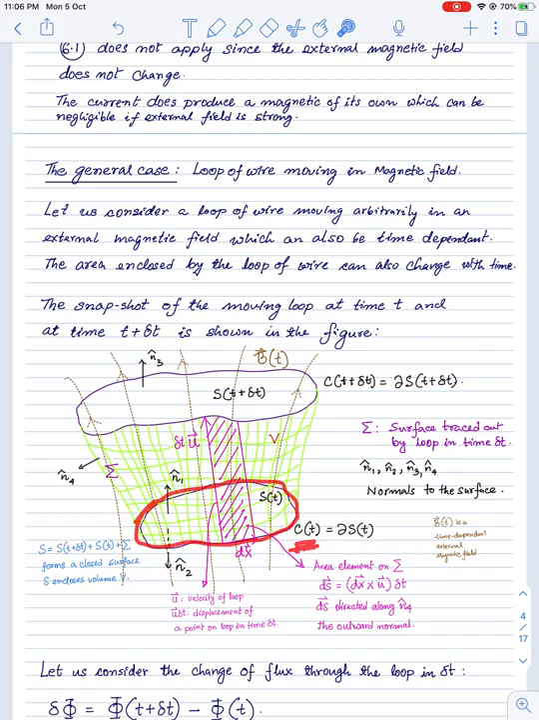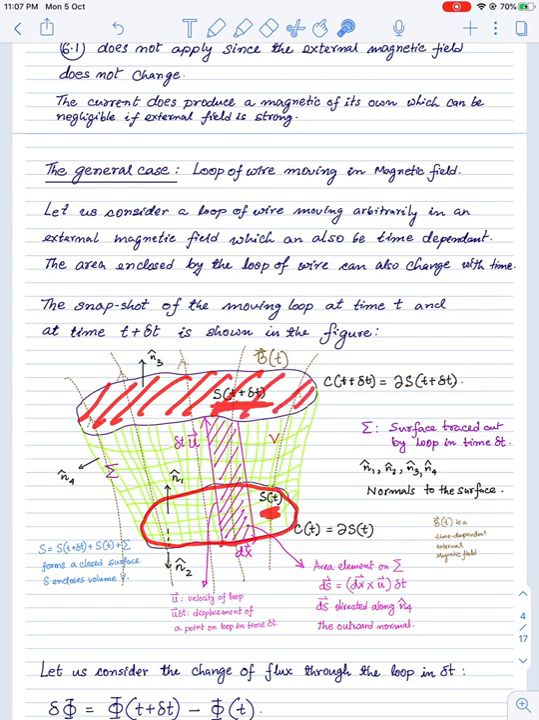And for that, again, let us imagine that there is some conducting wire like this, which is this loop C, and the loop is moving, and it is moving such that its area can also change. Okay, so S is the surface at time t, and S at t plus delta t is the surface of the loop at time t plus delta t.